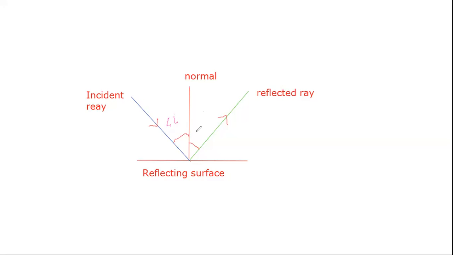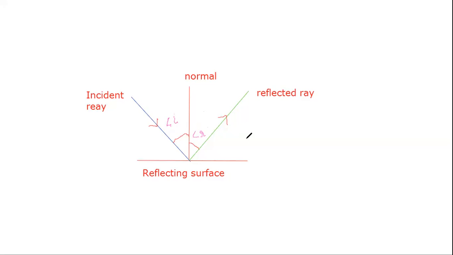And this angle we call the angle of reflection, angle R, right? So if I would like to define all these terms, what is the incident ray? The ray before striking the reflecting surface is known as the incident ray. And on the other side, the reflected ray is the ray after striking the surface.